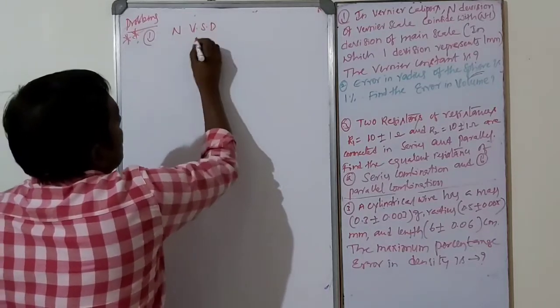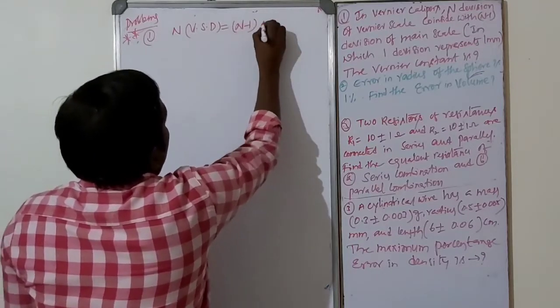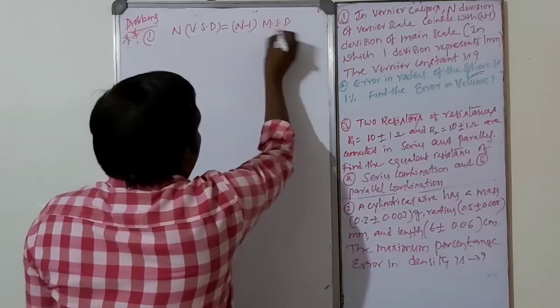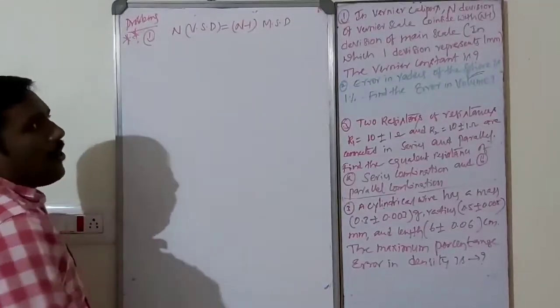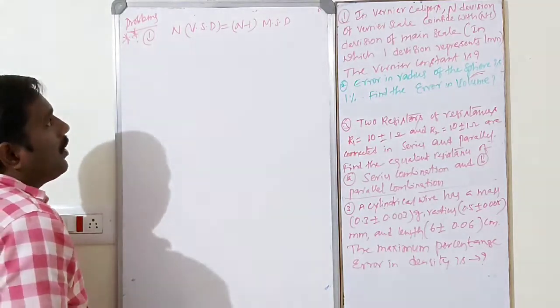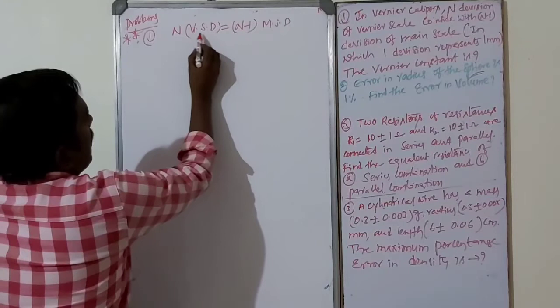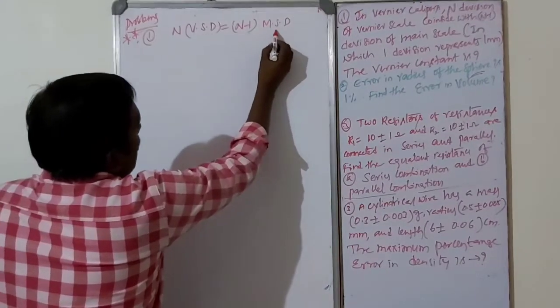So n vernier scale divisions is equal to what? n minus 1 main scale divisions, already given. Generally this is the formula. This is the principle of vernier calipers. So n vernier scale divisions is equal to n minus 1 main scale divisions.